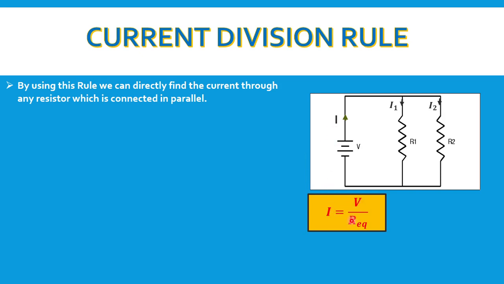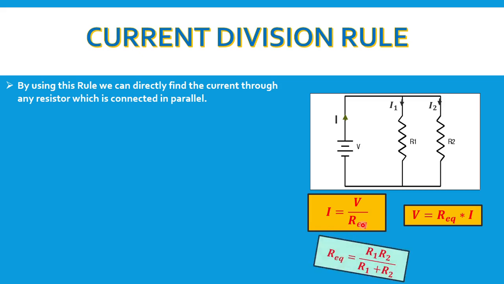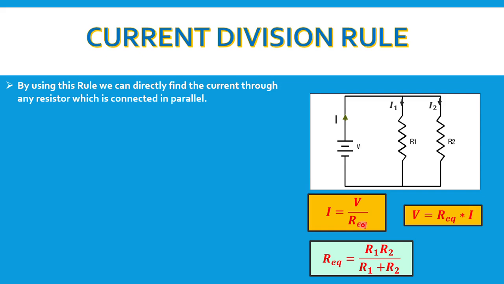So we can find the value of I by using this formula: I is equal to V upon R equivalent. And what is R equivalent? R equivalent is the parallel combination of the two resistors, that is R1 into R2 upon R1 plus R2. This is the equivalent resistance of the two resistors connected in parallel.